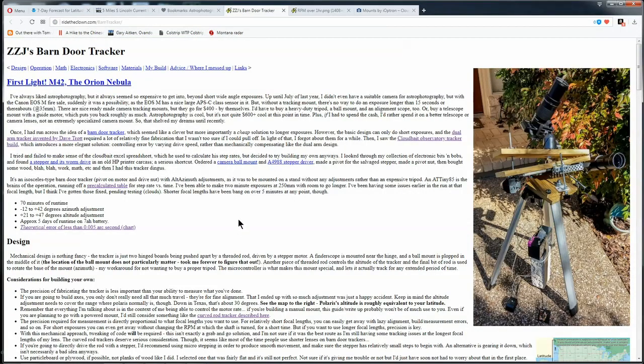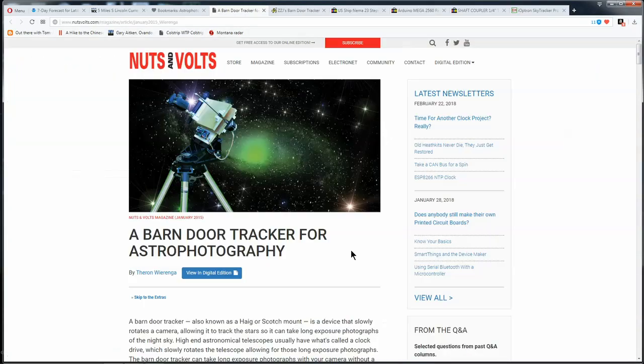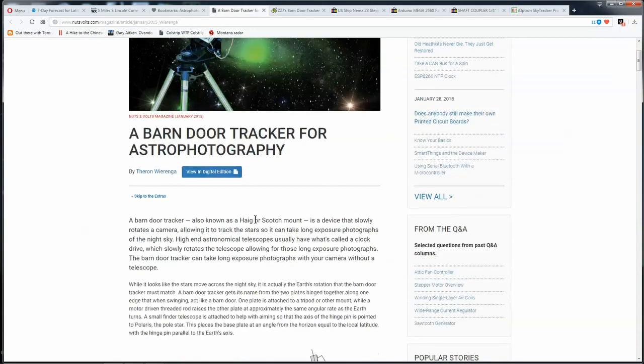So when I was searching, I found out about barn doors and barn door trackers, where you can use your camera and your existing lens and get longer exposure times than 500. So for the past couple months, I've been looking at making a barn door tracker, which is what this is.